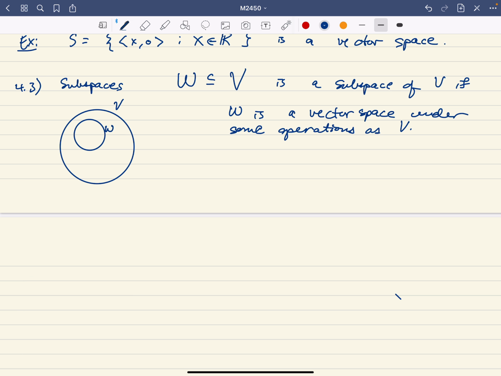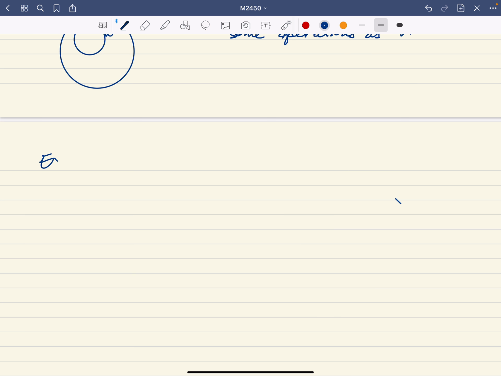So, for example, the set that we talked about last time, S, which is the set of all vectors of the form (x, 0), where x was a real number, is a subspace of R2. Okay, so it is a subspace of R2.